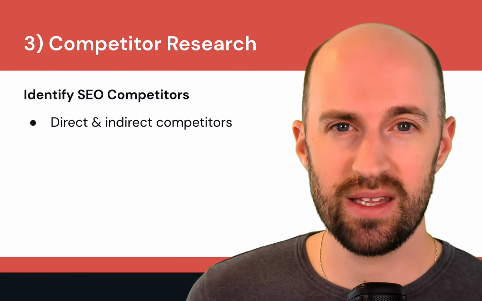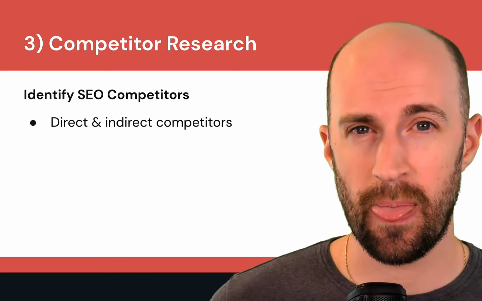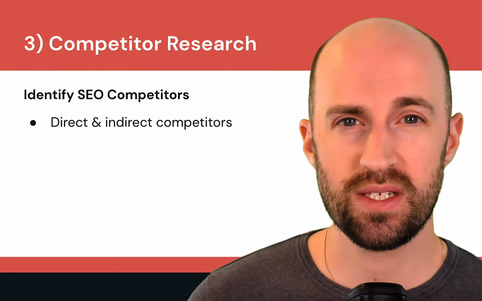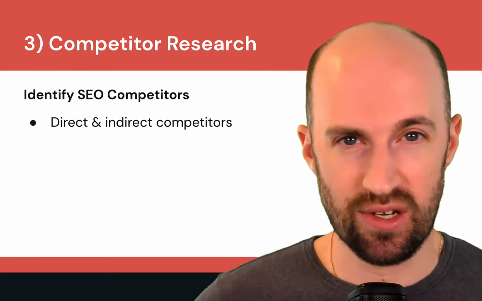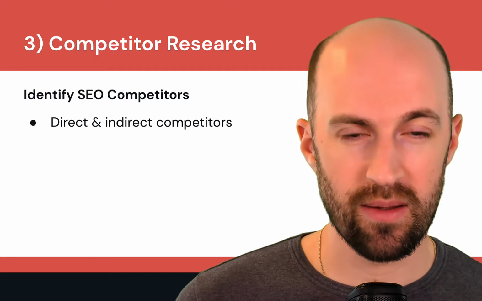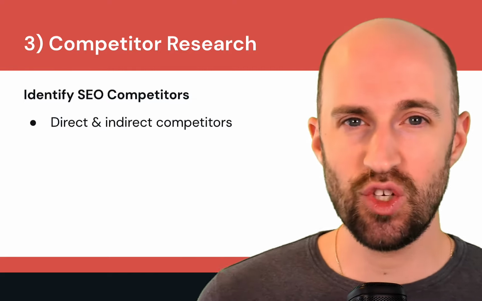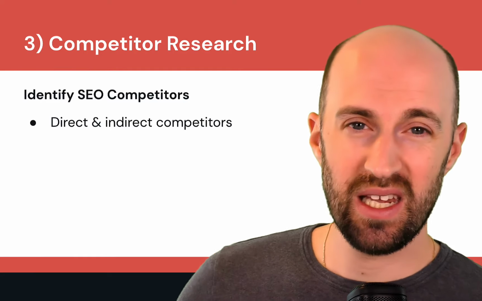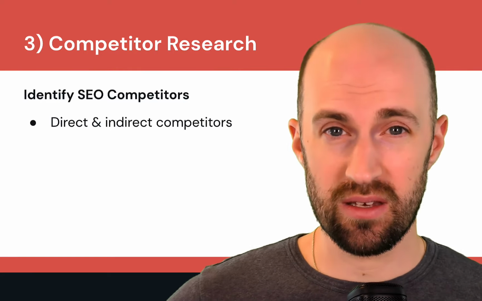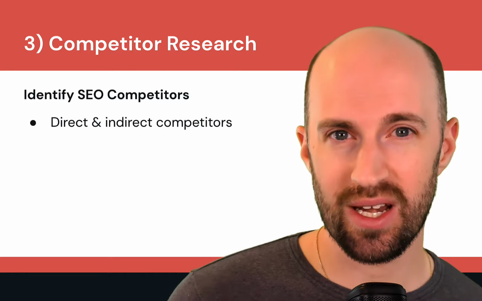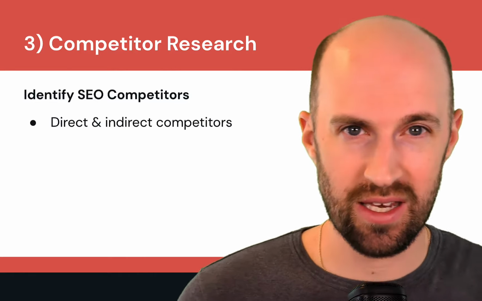And this is finding the direct and indirect competitors. So direct competitors are ones that basically are in your niche, in your industry, and possibly have the same products and services as you. Indirect are slightly different industries or completely different industries, but are targeting the same keywords that are in your industry.